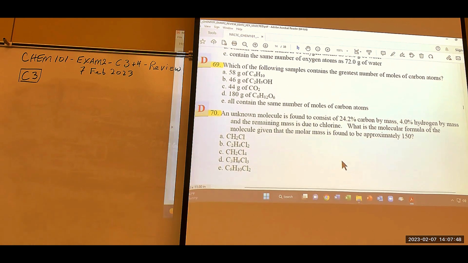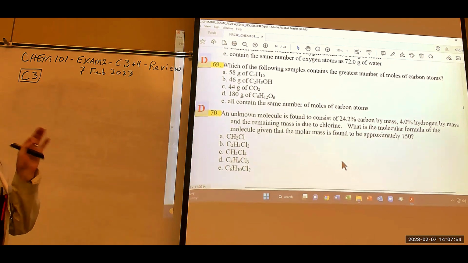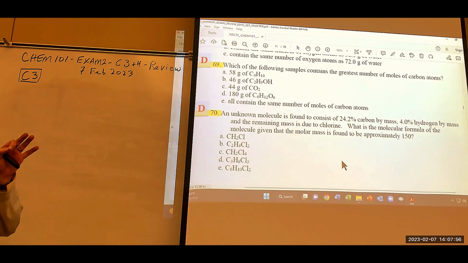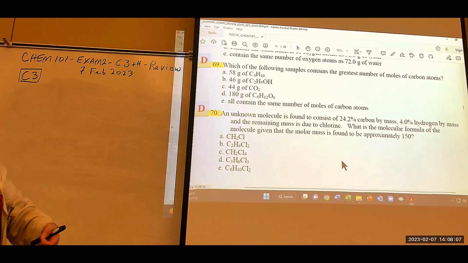Greatest number of moles of carbon atoms. I'm gonna let you do that. What you have to do is find out how many moles of compound you have, and then the ratio is how many carbon moles per mole of compound.